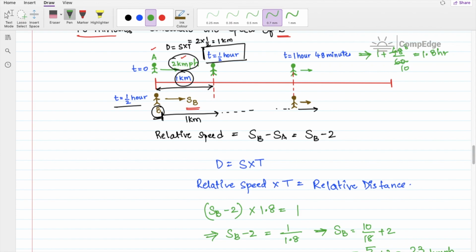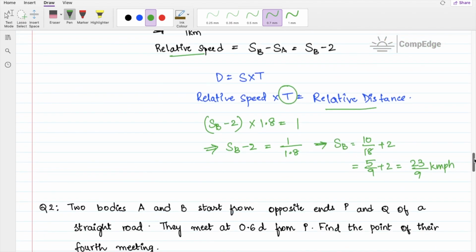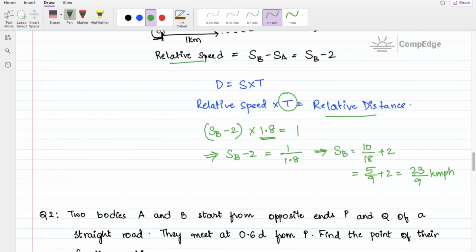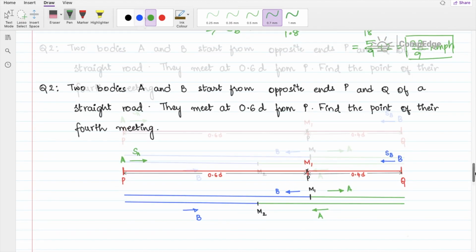So what have we done here? We have taken the relative speed and the relative distance that B covers with respect to A, and the time taken to cover that distance. So (SB minus 2) into 1.8 will give you 1. So the answer here, the speed of B is nothing but 23/9 km per hour.